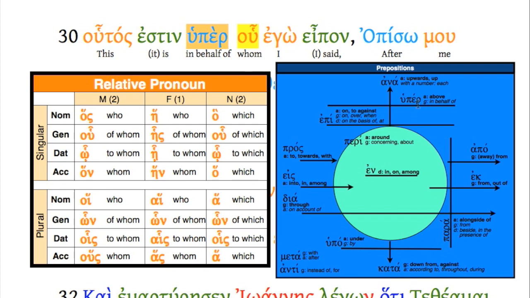Down in verse 30, we have a relative pronoun with a preposition. And you'll notice huper, "who," here, huper with the genitive means "in behalf of." So we would say "in behalf of whom." So this is the one, huper hou, ego eipon, I said. So huper hou here. Notice the preposition with the genitive.